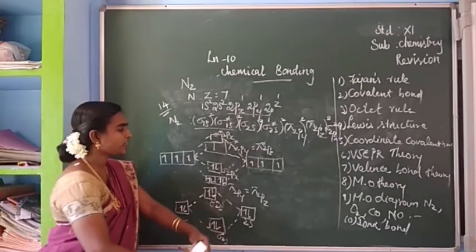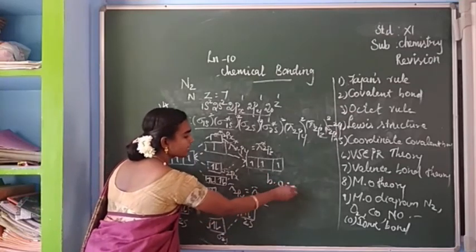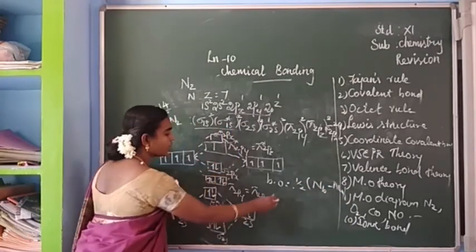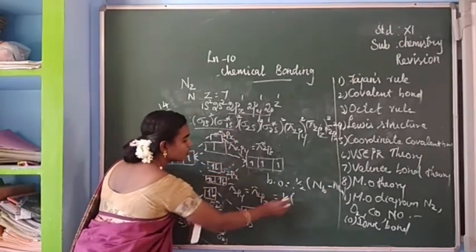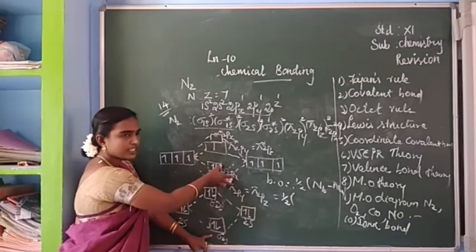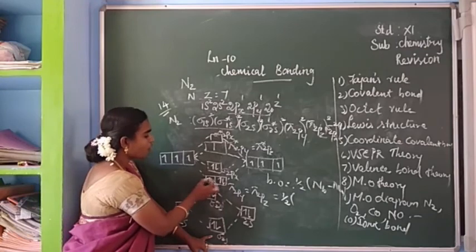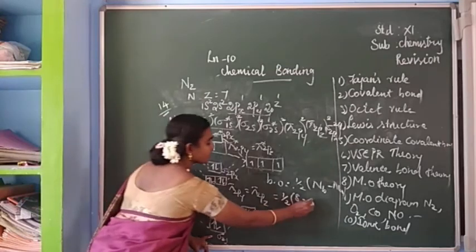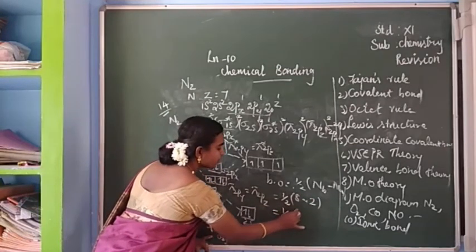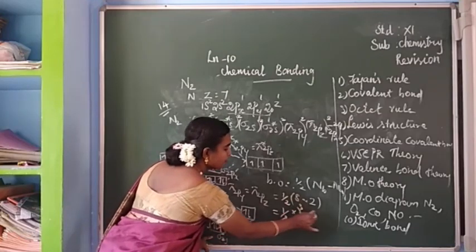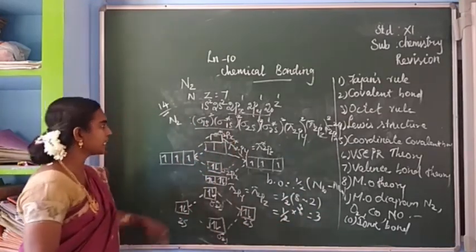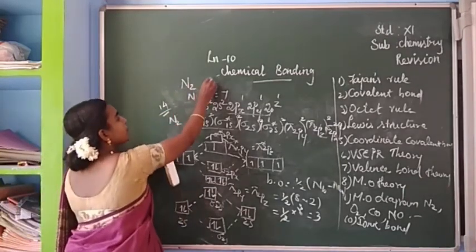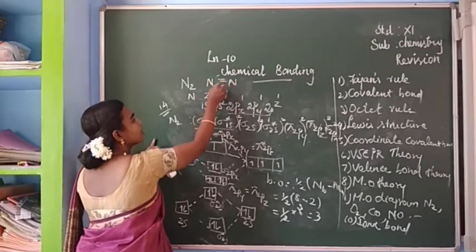Next, from this diagram we can find out the bond order. Bond order is equal to half into Nb minus Na, that is bonding molecular orbital electrons minus antibonding. Nb means the electrons without star: 2, 4, 6, 8. 8 minus, here antibonding only 2 electrons are there. So 8 minus 2, half into 6. When you cancel this, it becomes 3. So what's the meaning of this 3? In the nitrogen molecule, 2 nitrogen atoms are there, and in between these nitrogen atoms, 3 bonds are there.